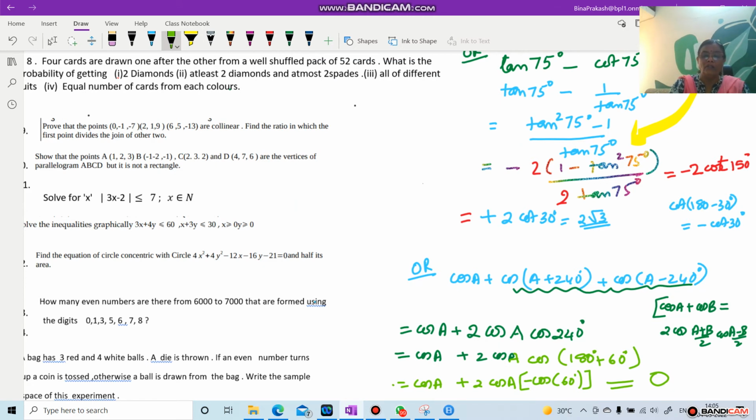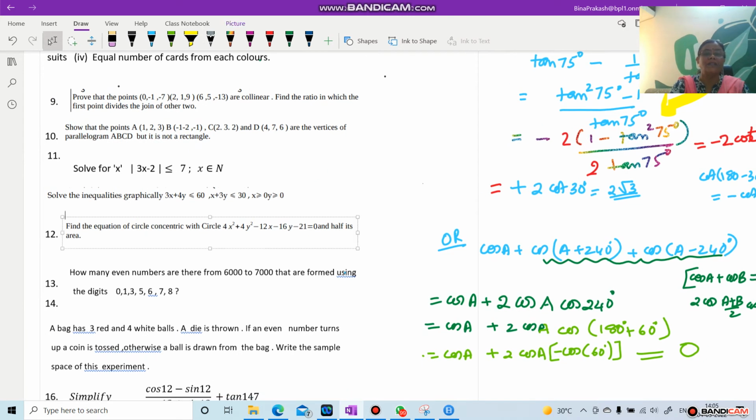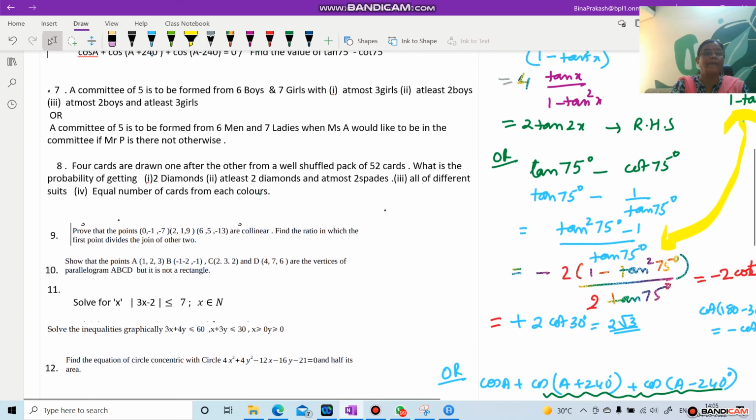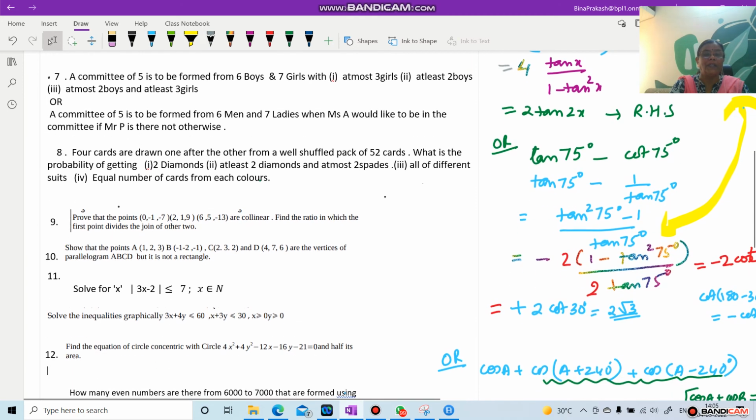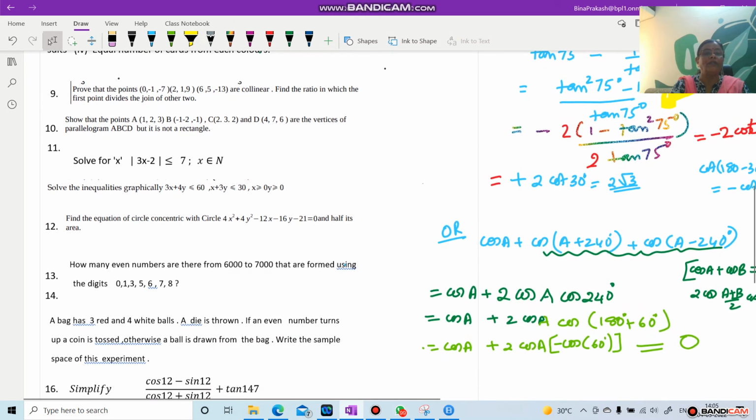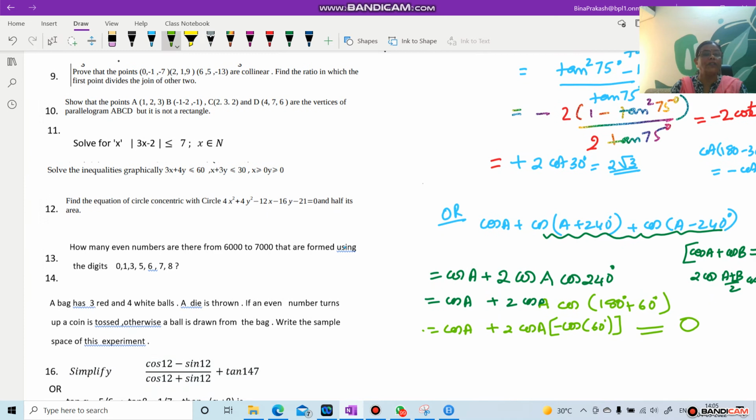Fine. Now we move on to the next question, that is the seventh question. Before I take up the seventh question, I prefer to go in for the ninth question because the ninth question will take a little less time. So, the solution of the ninth question.